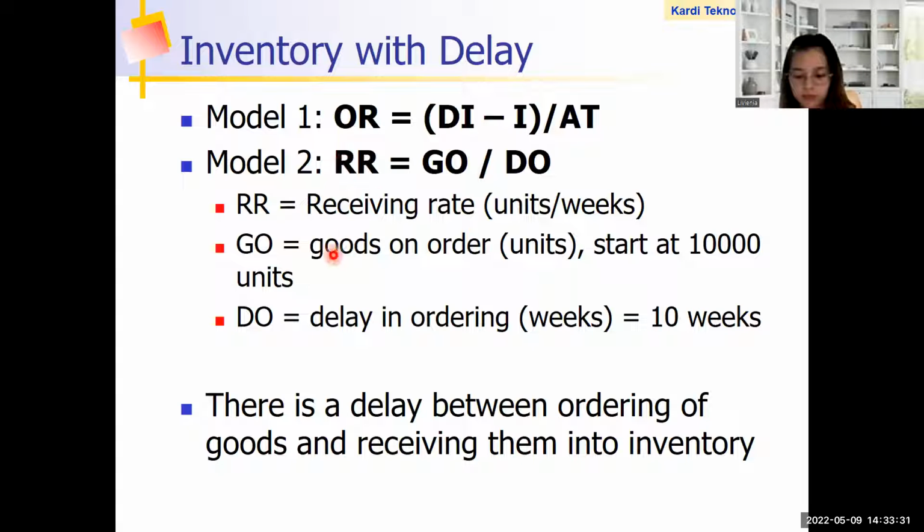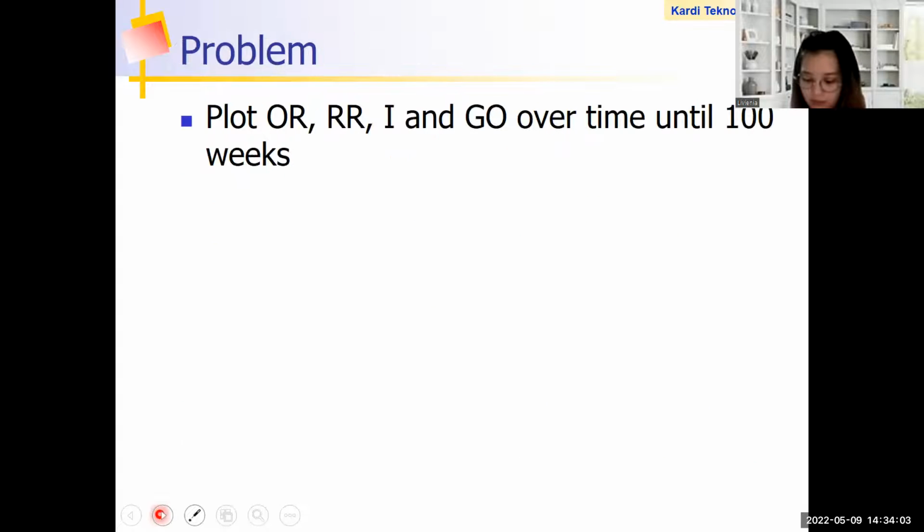Receiving rate is equal to goods in order, GO. What is this? This is unit per week, which means rate. This is unit, which means level. And a level always has some value. So you know GO is a level, based on the unit. And then DO here is just a constant. So there is a delay between ordering goods and receiving them into the inventory.